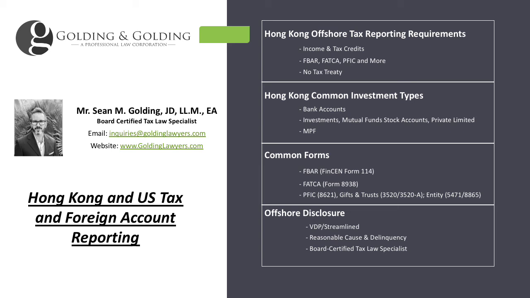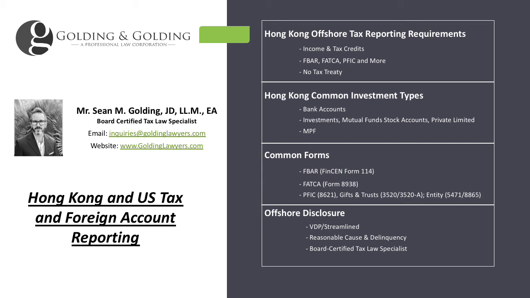Gifts and trusts, depending on if you're getting gifts or trust distributions. If you have ownership of a foreign trust, you may have to file a Form 3520 or 3520A. And then there might be some entity requirements if you have a foreign company in Hong Kong, filing a Form 5471, 8865 if it's a partnership.